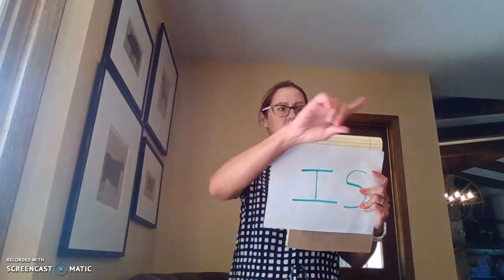Is. Correct. Write spell and read is on your paper. Is. Correct. Is. Proof and correct the word on your paper.